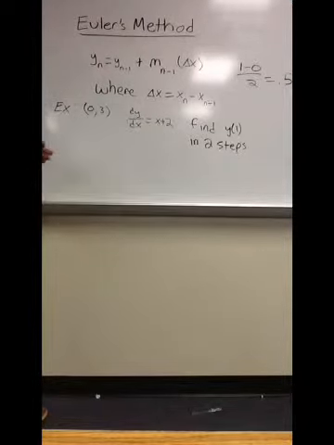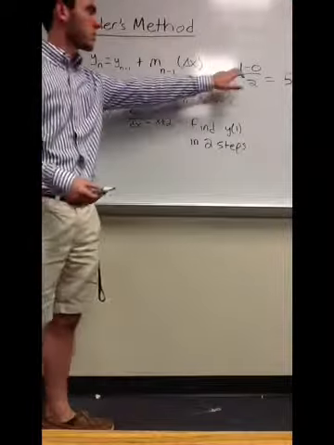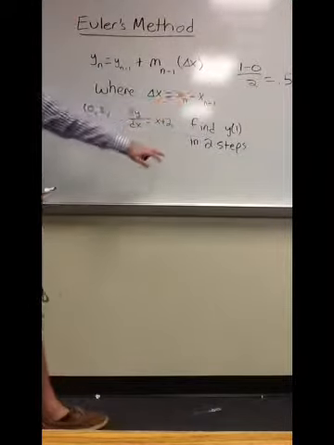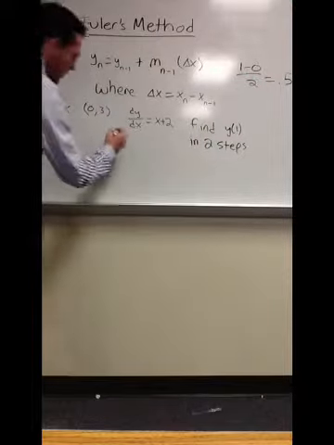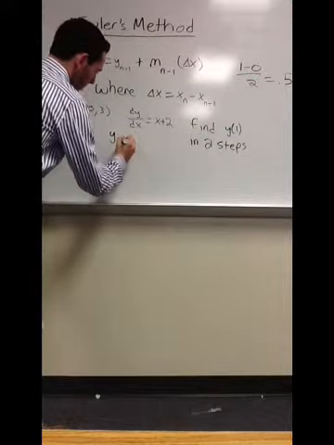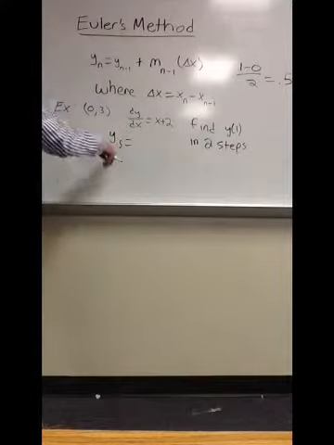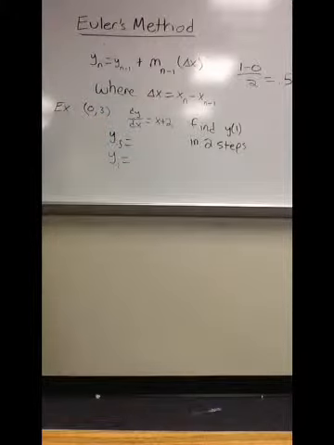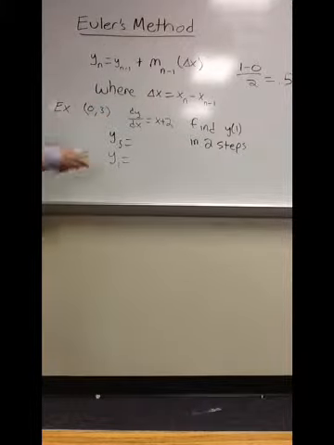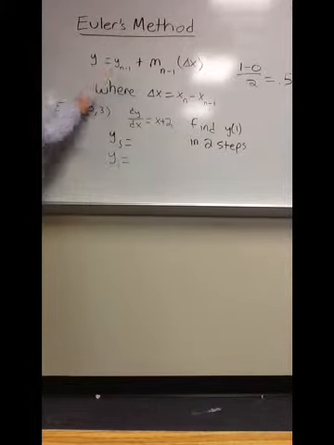The first thing you need to do is, you're going from 0 to 1, and you're trying to do it in 2 steps, so that means each step is going to be 0.5. So you need to find y of 0.5, and once you find that, you can find y of 1. So the first thing you need to do is approximate y of 0.5.